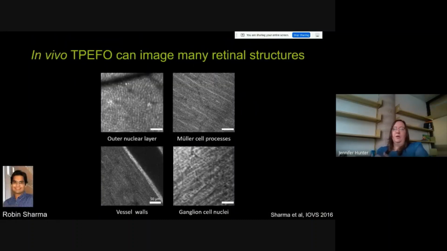We've also imaged other cell layers throughout the retina in the monkey. This was work predominantly done by Robin Sharma for his PhD thesis. And we've looked at the outer nuclear layer. For example, we've looked at blood vessel walls. An artery wall here shows up very brightly with two-photon excited fluorescence. And we can image the ganglion cell layer. You can see that the nuclei don't fluoresce, but that we have fluorescence coming from the cytoplasm and the surrounding area, almost like little pearls on a string.